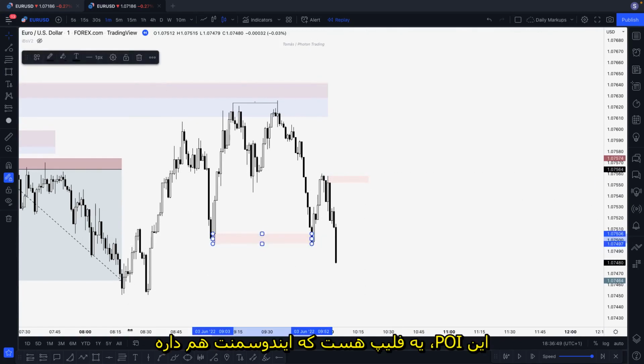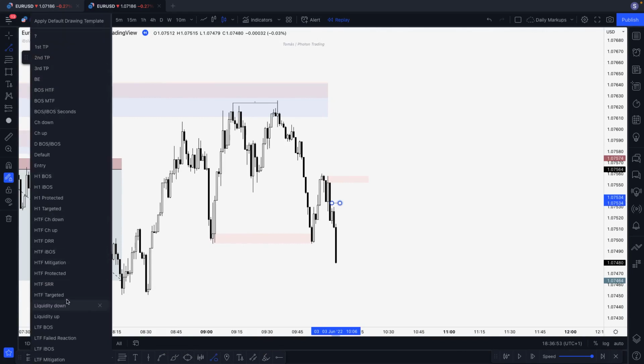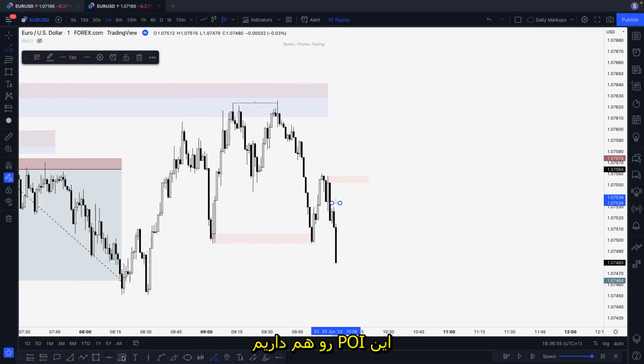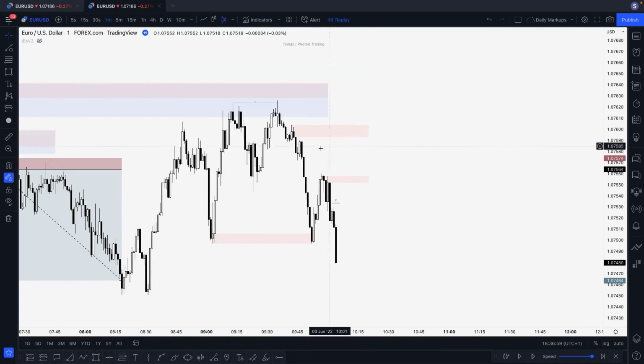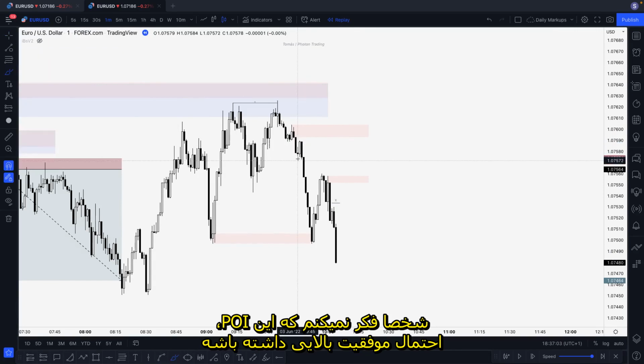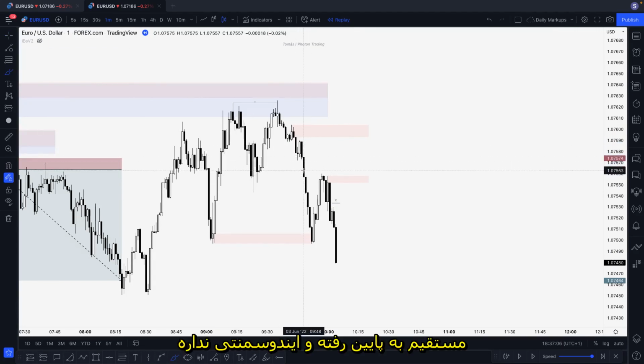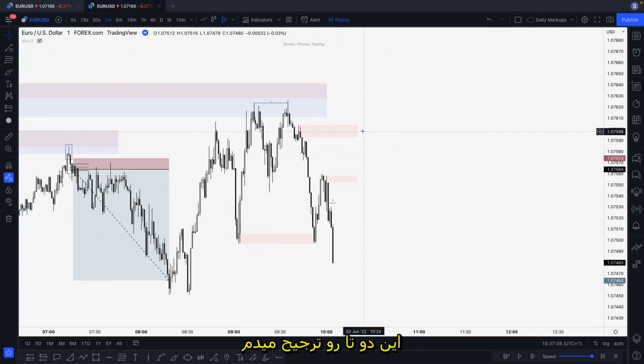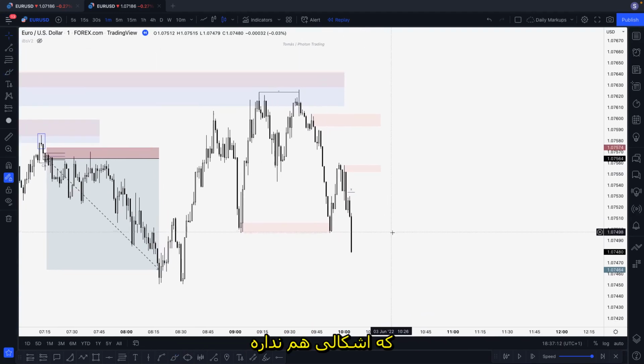So I have this POI that is a flip, wave inducement, and we have this POI as well, acting as inducement. I personally don't think this is a super high probability POI. Straight push, no inducement, yeah, I prefer these two. So I was not sure which one would hold, and that's fine.